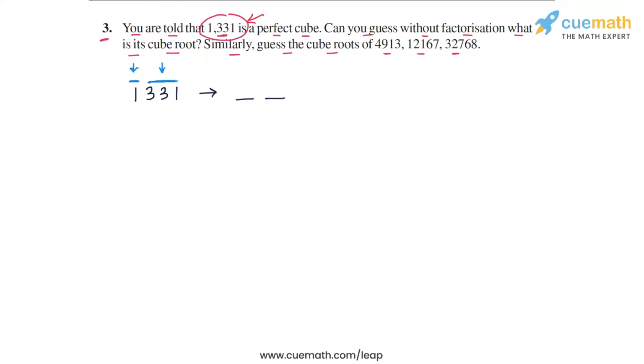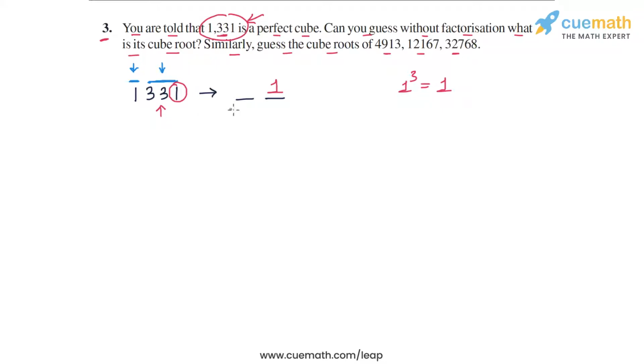Now, first we will determine the units digit of the cube root. For this purpose, we take the first group on the right, which is 331. This group ends in the digit 1. So think about that digit whose cube ends in 1. The only such digit is 1, because 1 cube is equal to 1, and no other digit is such that its cube ends in 1. Therefore, 1 will be the units digit of the cube root.